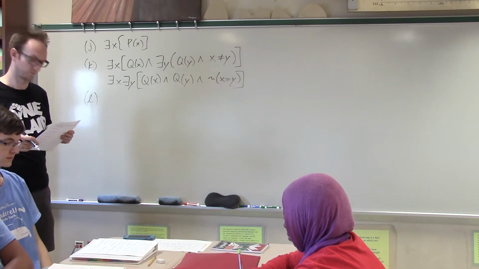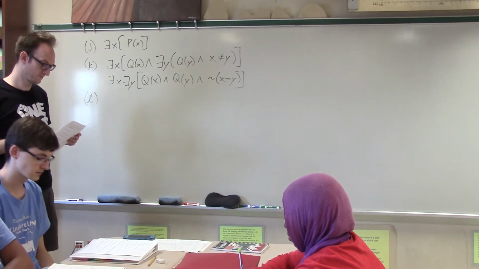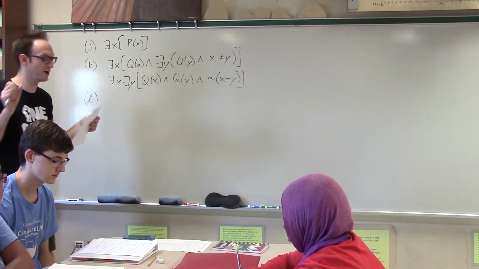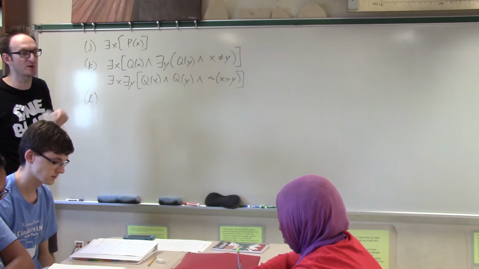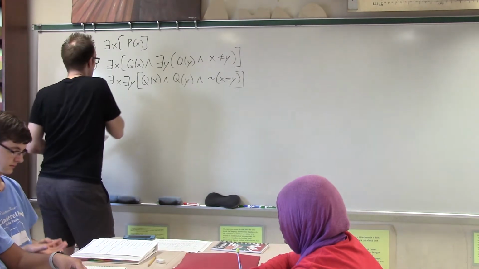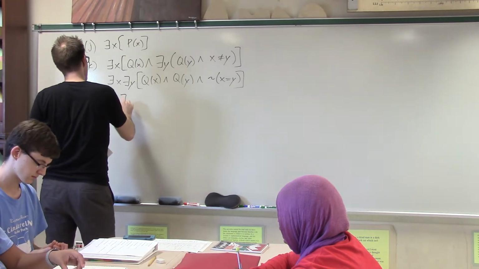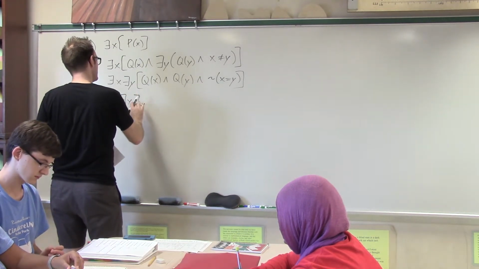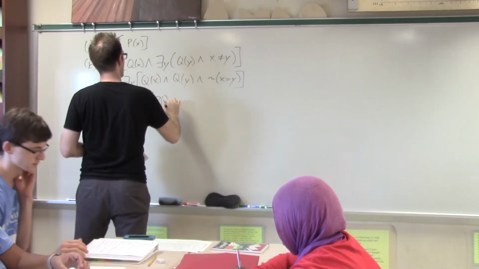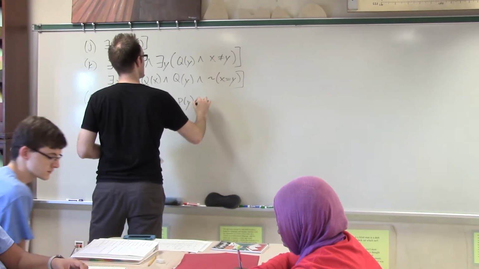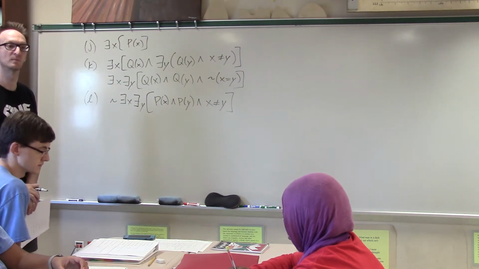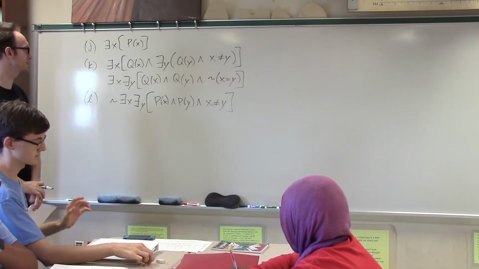Not exists x, exists y, x is not equal to y, and p of x and p of y. So he's basically interpreting "at most one person is preppy" as: there can't be two preppy people. That is one way of doing it. It's not the case that there are two people who are both preppy and both different people. That seems good. Does anyone do it a different way?